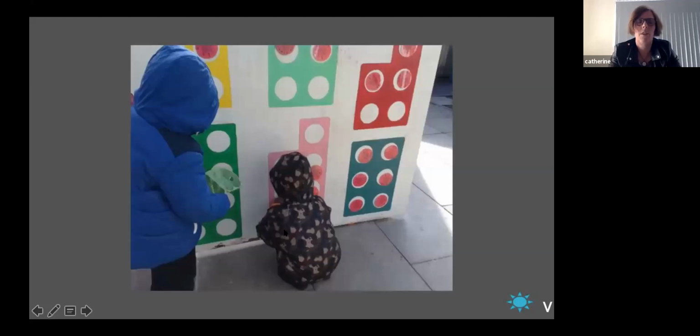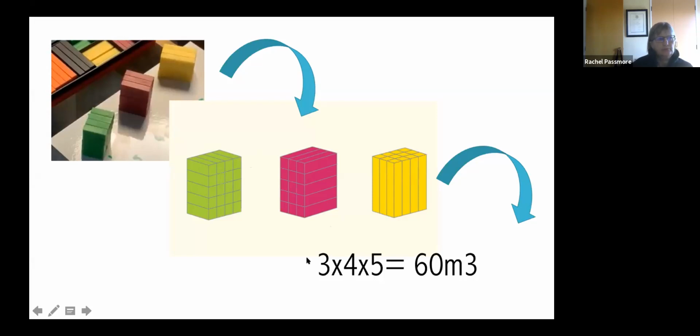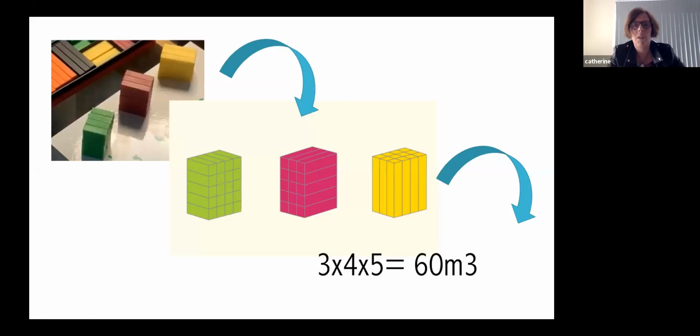I will continue. So here we have the representation that I showed you. We can also show a pictorial representation and link it again to the abstract representation. So within the CPA approach, the deep conceptual understandings happen when the teachers flow between these representations and specifically show the links between them.